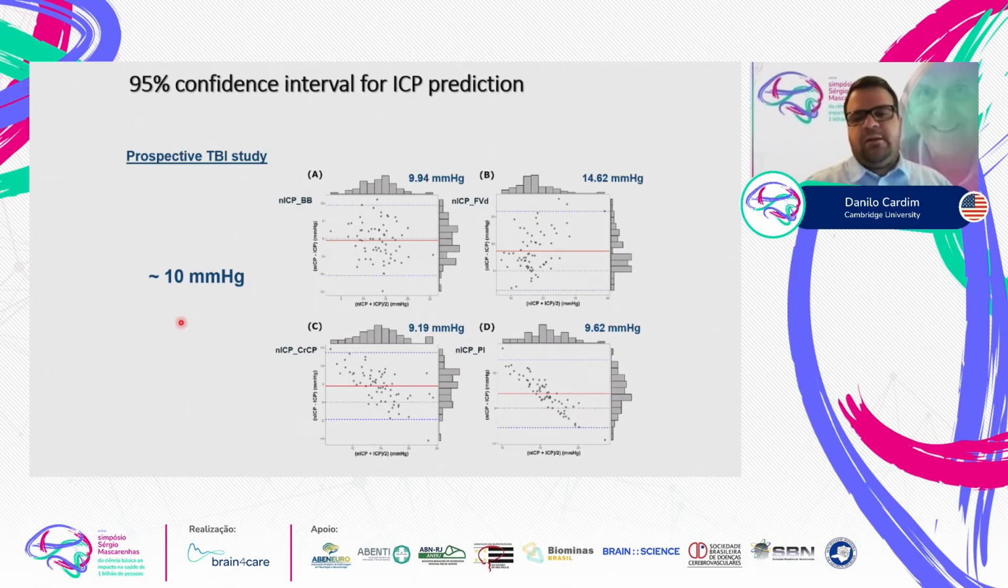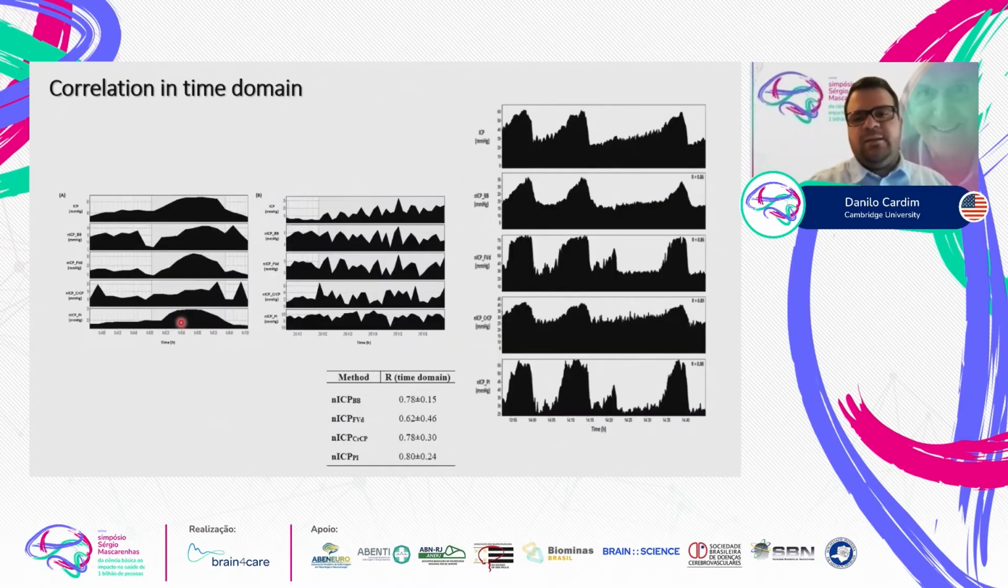So these methods by themselves, they're not quite reliable to assess the absolute values of intracranial pressure, but instead, if you want to identify, for example, hemodynamic events that are associated with intracranial hypertension, for example, B waves, plateau waves, these methods do provide a very reliable alternative.